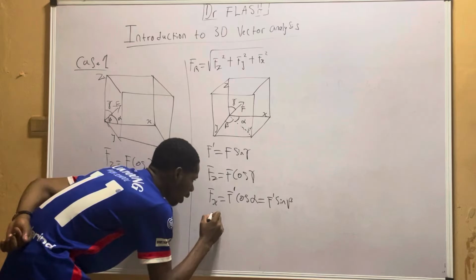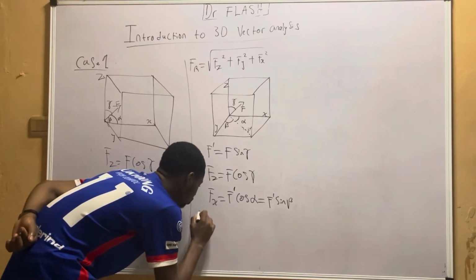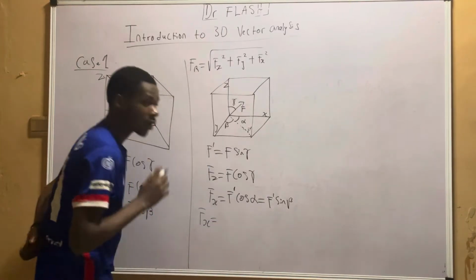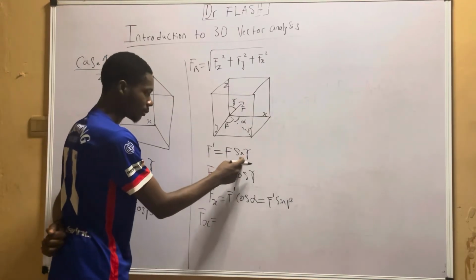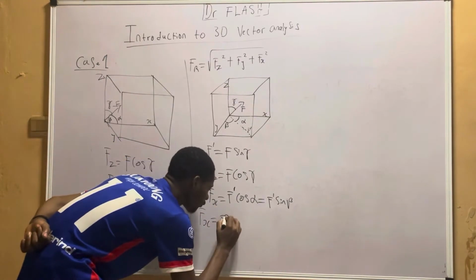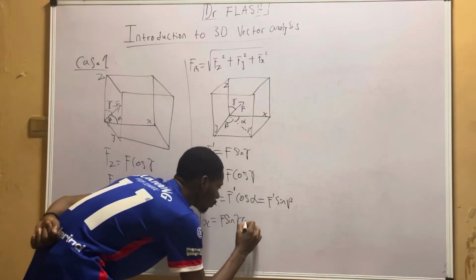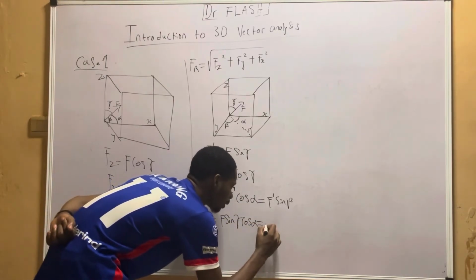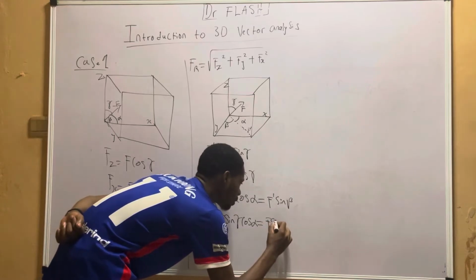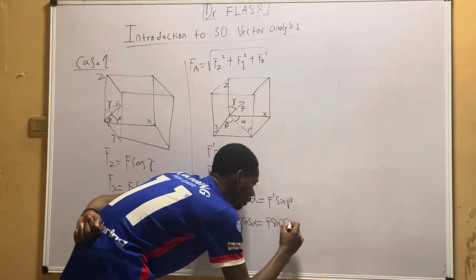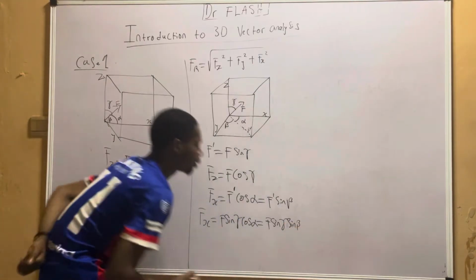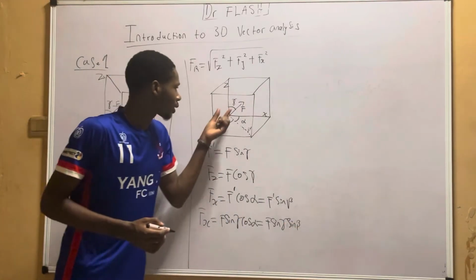Okay, now how about to simplify this further? We're going to substitute f prime as f sine of gamma. So that gives us f sine of gamma cosine of alpha equals f sine of gamma multiplying sine of beta.